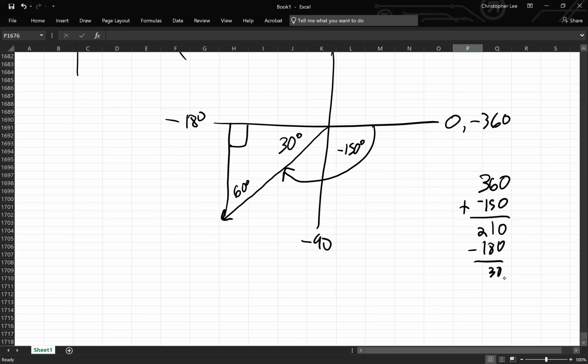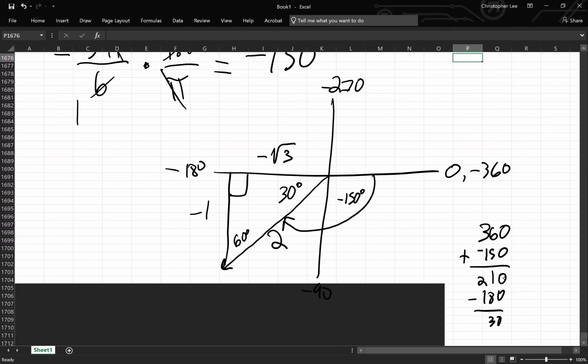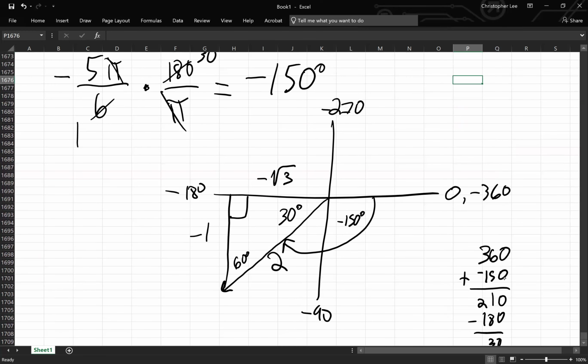Boom. Got my 90 right there. And then you remember, we all remember our special right triangles, right? Opposite the 30 is going to be -1. Opposite the 60, negative radical 3. And the hypotenuse is 2. This question is done. That's it, right? Now all I gotta do is go right through them. Let me keep it good with the radians, right?